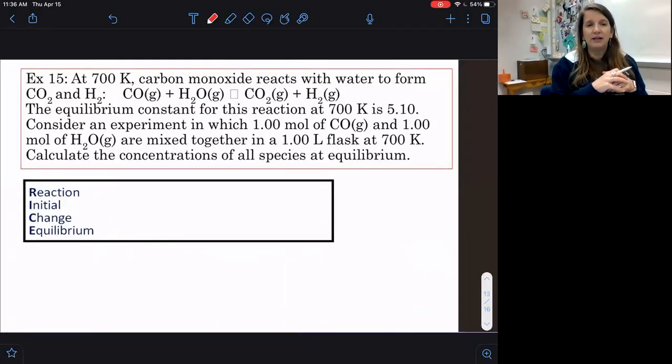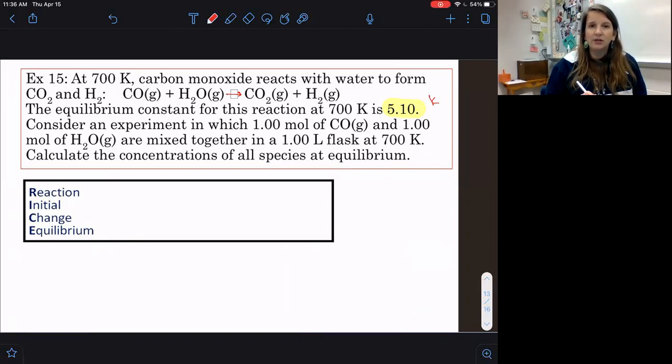So here, it gives us a reaction, and I don't know why it does this, the box instead of the arrow. So it says carbon monoxide reacts with water to form carbon dioxide and hydrogen gas. The equilibrium constant for this reaction is 5.0, so that's our K. Consider an experiment in which 1 mole of carbon monoxide and 1 mole of water are mixed together in a 1 liter flask at 700 Kelvin. Calculate the concentrations of all species at equilibrium.